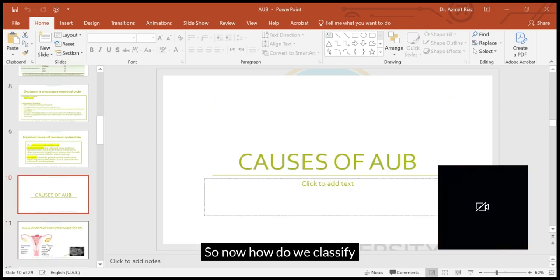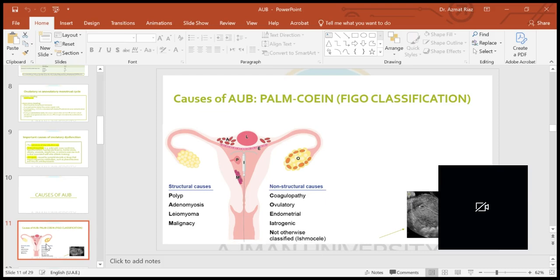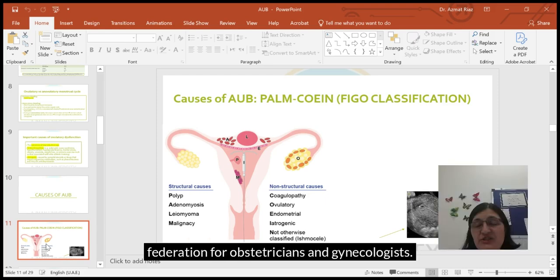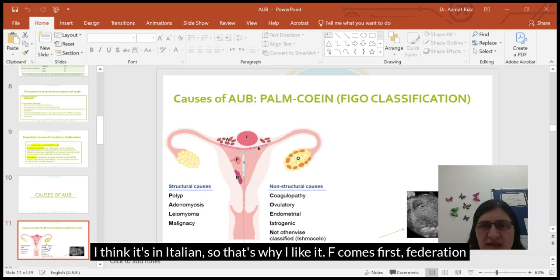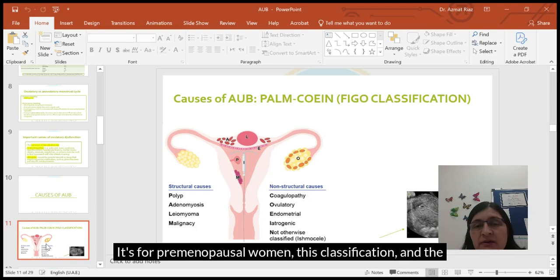So now, how do we classify the causes of abnormal uterine bleeding? This is called FIGO staging. FIGO is the International Federation of Gynecology and Obstetrics. I think the name is in French, so that's why the F comes first, Federation International, something like that. This classification is for premenopausal women. And the mnemonic is PALM-COEIN.